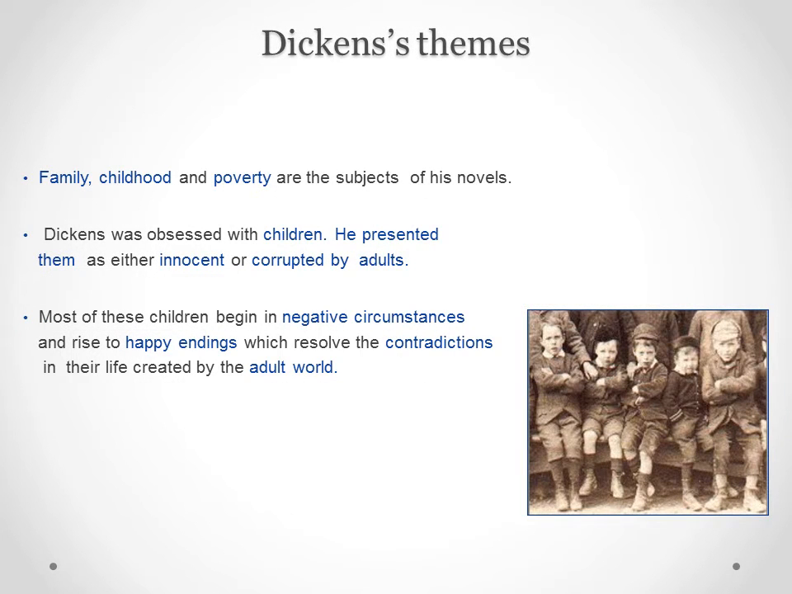Dickens's themes. Family, childhood and poverty are the subjects of his novels. Dickens was obsessed with children. He presented them as either innocent or corrupted by adults. Most of these children begin in negative circumstances and rise to happy endings, which resolve the contradictions in their life, created by the adult world.